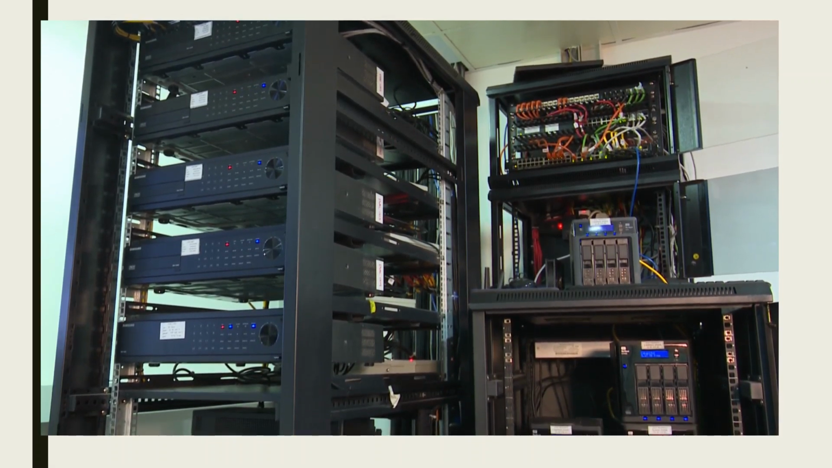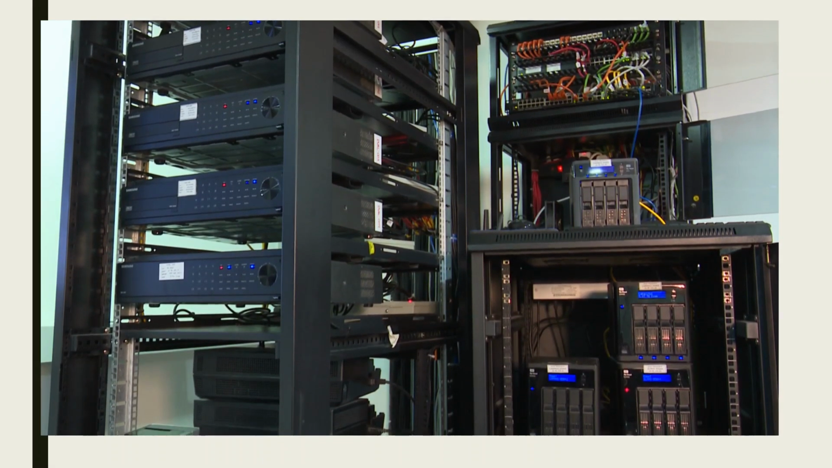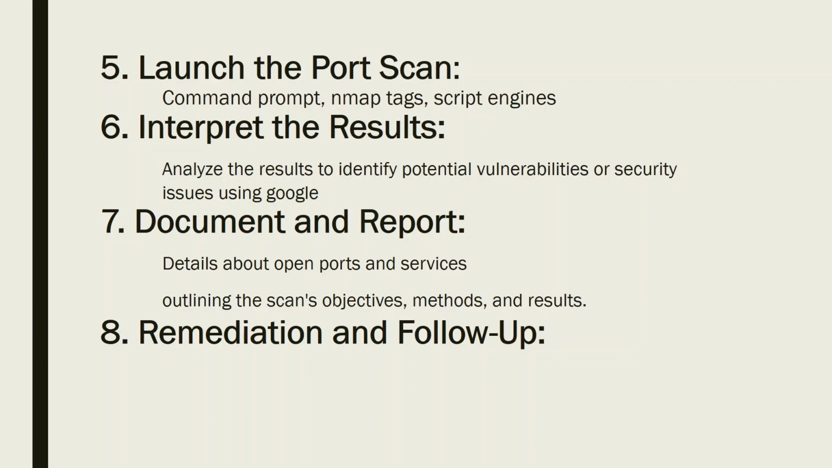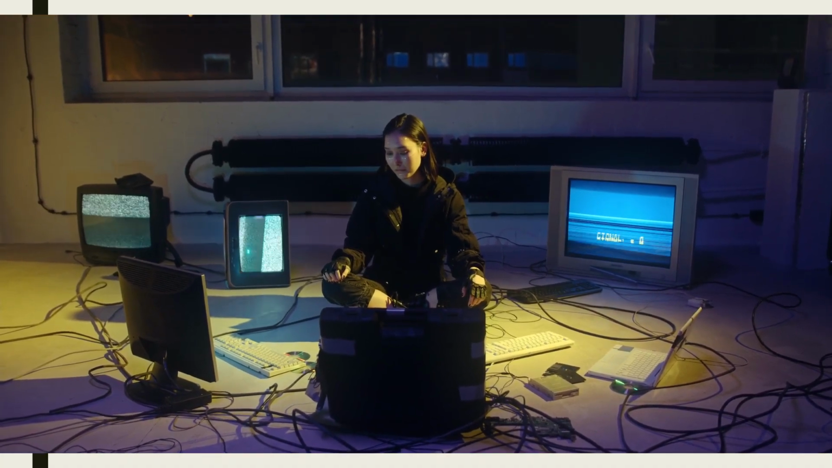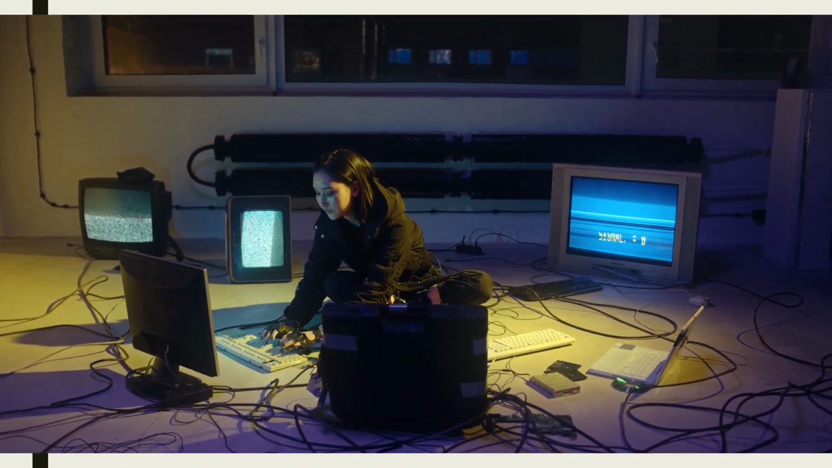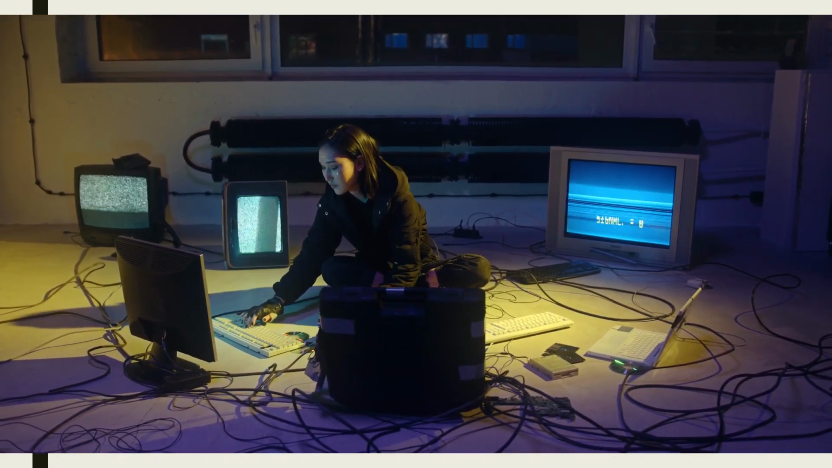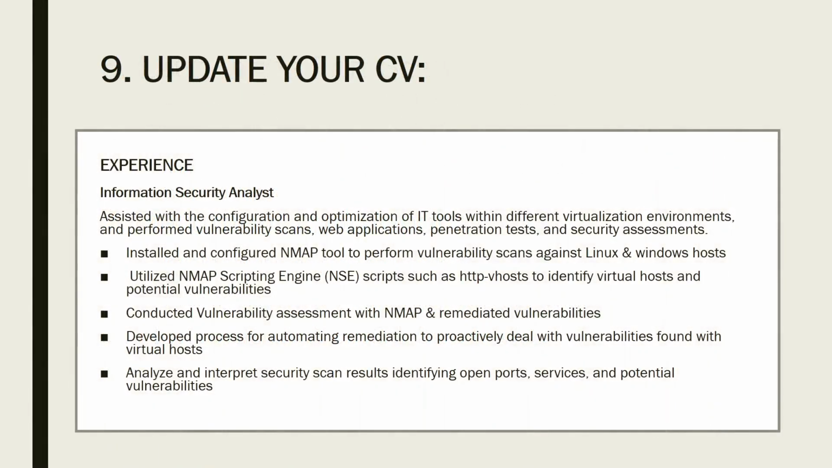Next is to carry out remediation and follow up. So when you find out some vulnerabilities, for instance, if you find out that the FTP service running on a particular port is outdated, you can conduct an update, that is remediating. If you find out that the port is open, you can make sure that the port is locked up, and after remediation you can conduct a scan again to make sure that all the remediation you effected has taken place. And finally, update your CV.